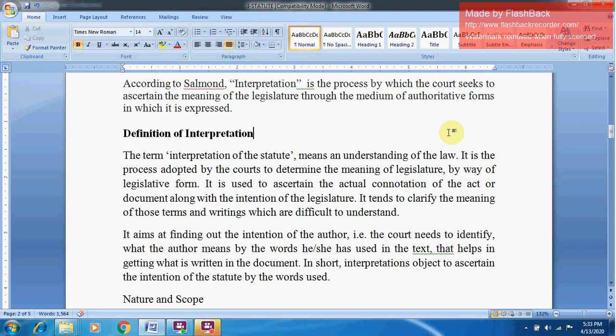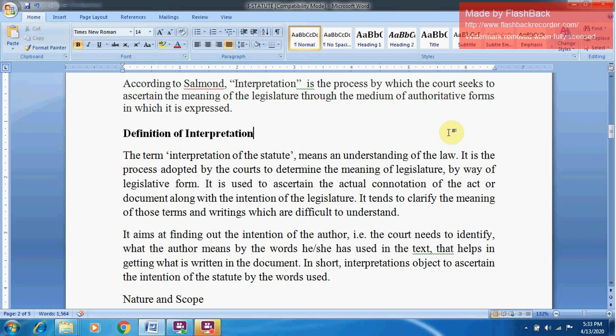Let us see its aims. It aims at finding out the intention of the author, that is, the court needs to identify what the author means by the words he or she has used in the context, in the text, preferably. That helps in getting what is written in the document. In short, interpretation aims to ascertain the intention of the statute by the words used.